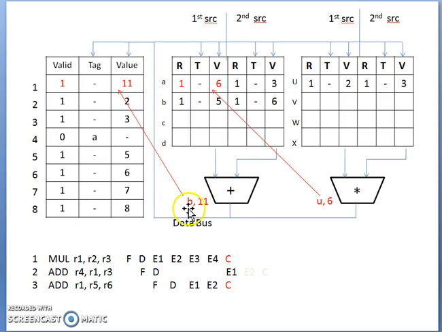Similarly, the output of the adder, that is B and 11, that is the location B, and the output of 5 and 6, that is 11, is loaded on the data bus and it will be updated in the register R1. Now since the value is updated, its valid bit is also set.